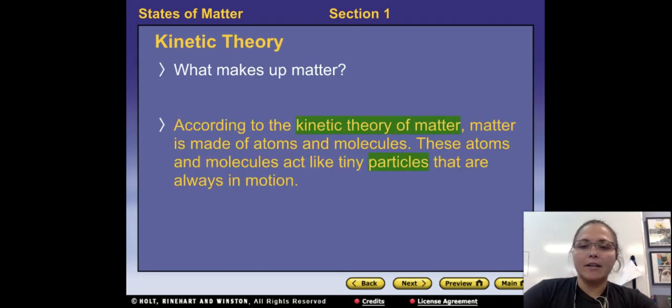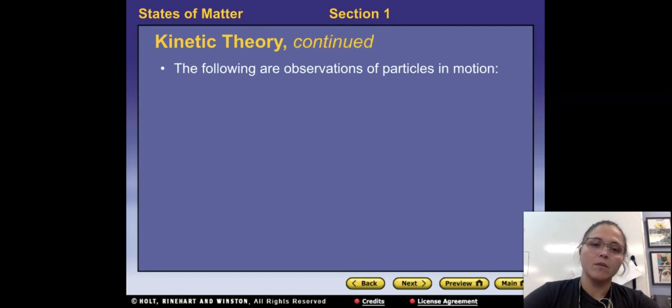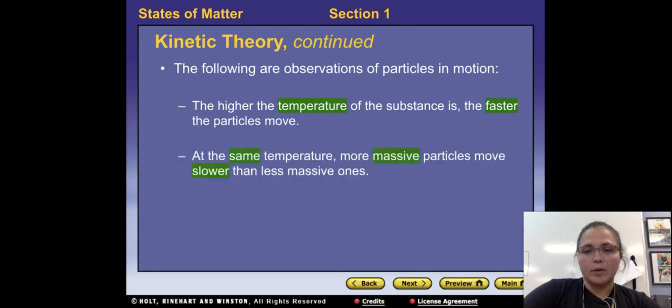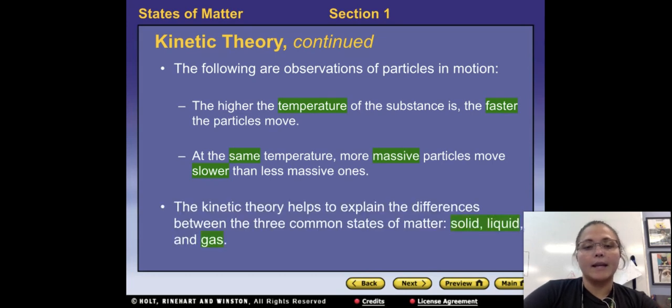According to the kinetic theory of matter, matter is made of atoms and molecules. These atoms and molecules act like tiny particles that are always in motion. Following are observations of particles in motion. The higher the temperature of the substance, the faster the particles move. At the same temperature, more massive or larger particles move slower than less massive ones. And the kinetic theory helps explain differences between the three common states of matter, which are solids, liquids, and gases.